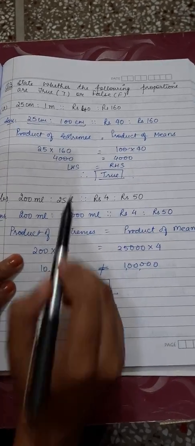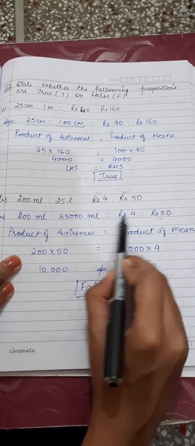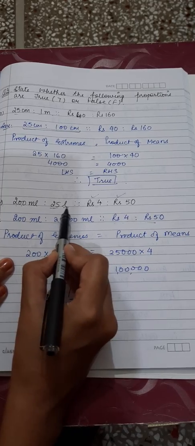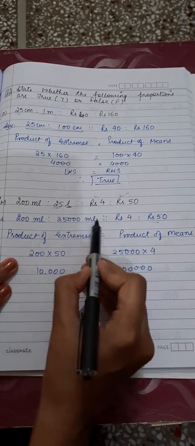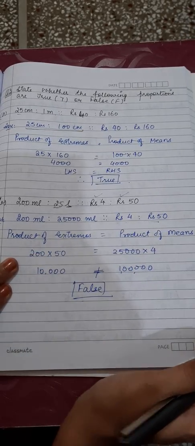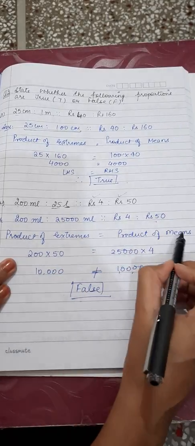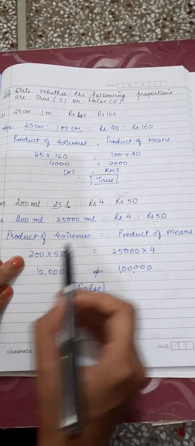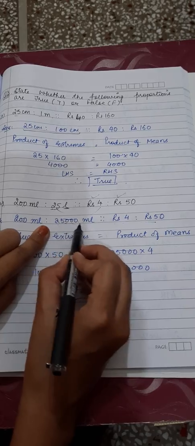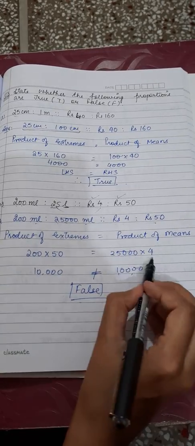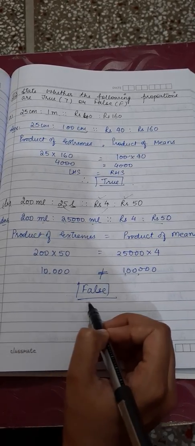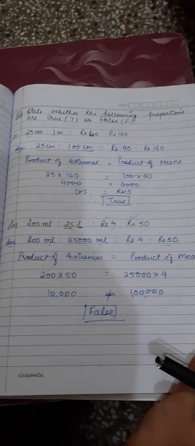Next, in this also, rupees are the same units, no changes here. But here this is 200 ml and this is 25 liters. So this liter I am going to change to milliliters. In 1 liter how many milliliters are there? 1000. So this 25 liters will become 25,000 milliliters. Now product of extremes equals product of means. 200 will be multiplied by 50. Sorry, 25,000 will be multiplied by 4 because we have changed the sides. Then after multiplying them, here will come 5 zeros and here will come 4 zeros, which is not equal, so the answer is false. Please pause the video to note it down.